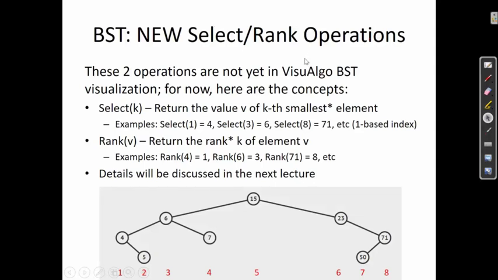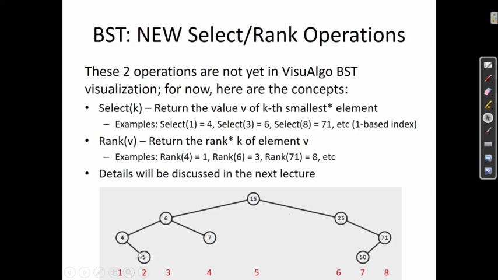So what is the select operation? Select is like a quick select. Select k means select the value v of the kth smallest element. Select k returns the value v of the kth smallest element in your BST. So imagine I have a BST like this.